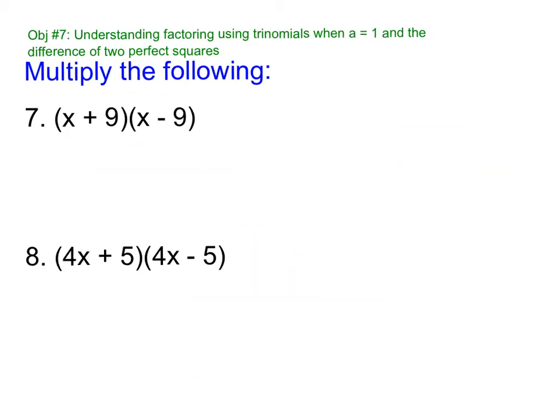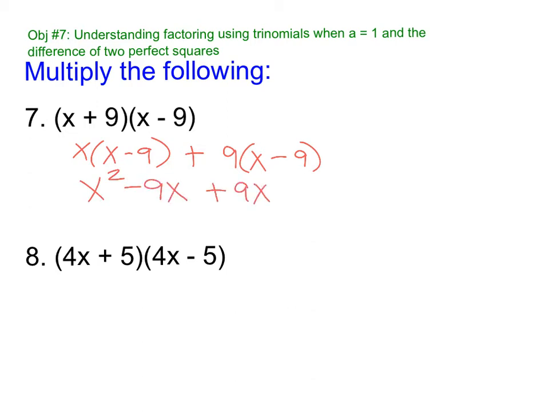All right, so now we're going to move on to our third type of factoring. So multiply these out. Pause the video and do them. So we have x times x minus 9 plus 9 times x minus 9 is x squared minus 9x plus 9x minus 81. Notice that the two middle terms cancel out, and we get x squared minus 81.